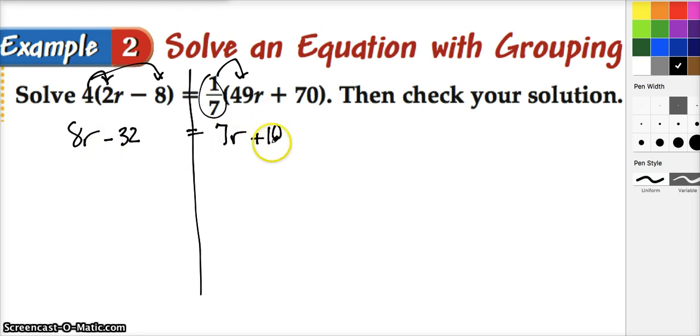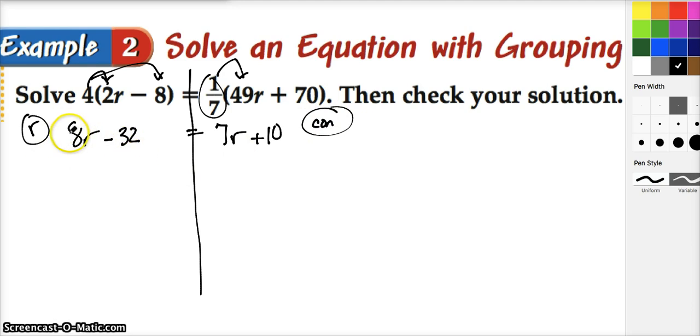Now that I've simplified this the best I can, I can choose either side for my r term. I'm going to choose this side because I like to always put the r's where most of the r's are. If I've got a lot of r's here, that's just my habit. It's not a thing that you must do. It is all to the good.